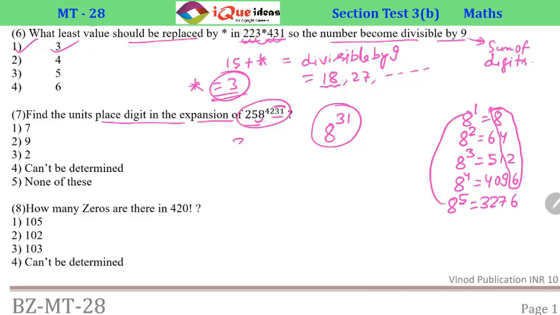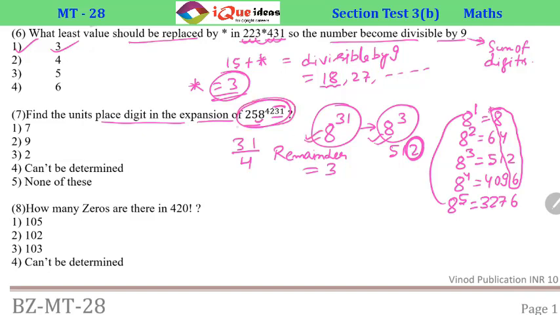So what we do is we divide the given power by the cyclicity 4 and we get the remainder. The remainder is equal to 3. So we just take 8 raised to the power 3. 8 raised to 3 is 512, so unit digit is 2, right? So 2 is the unit digit of 8 raised to 3, 2 is the unit digit of 8 raised to 31, hence 2 is the unit digit of the given number 258 raised to 4231, so the answer is 2, right? So option 3 is the correct answer.